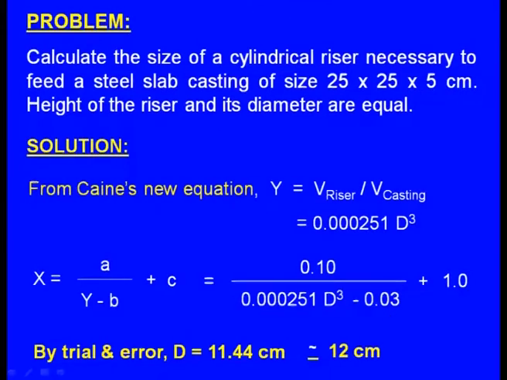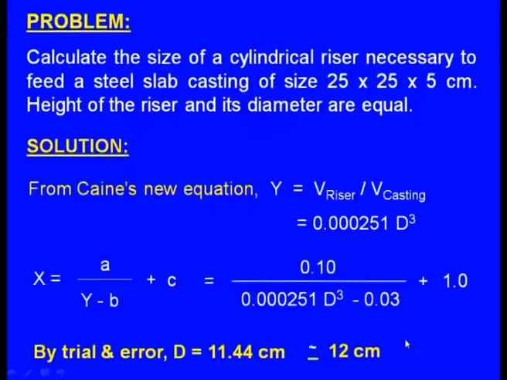So, by trial and error method, we get the diameter of the riser equal to 11.44 centimeters, or almost equal to 12 centimeters. We know that the diameter and height of the riser are equal. So, when the diameter is 12 centimeters, the height is also 12 centimeters. This is how we have to design the riser using Kane's method.